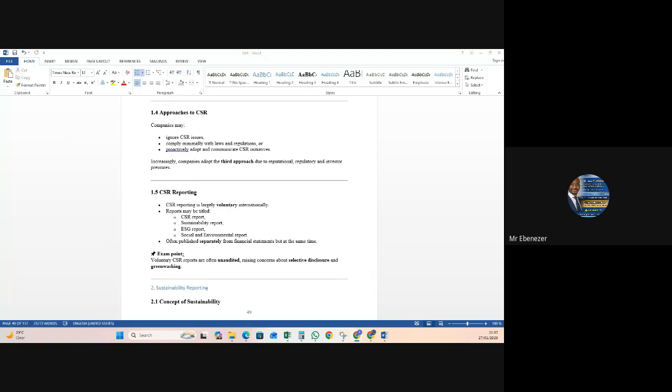And usually, they publish it separately from the financial statement, but they publish it at the same time. In the same way, you have your Chairman's report. Chairman's report is published separately, even though they add it to the preface or the first page of your report, your financial statement. Yeah. Right? So that is it. Now, this report, your CSR report, is also published separately. All right? So that's it.